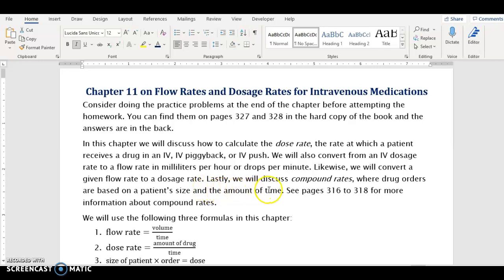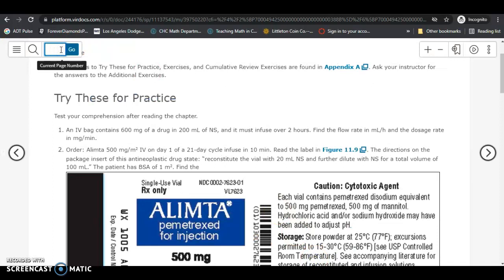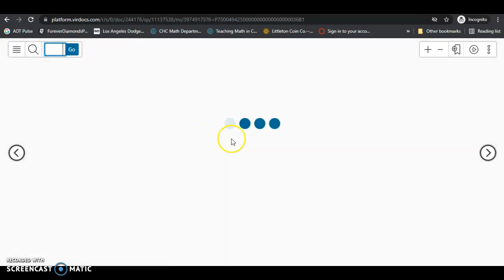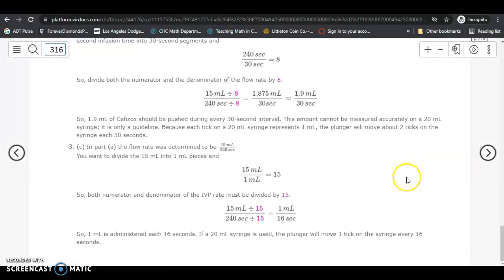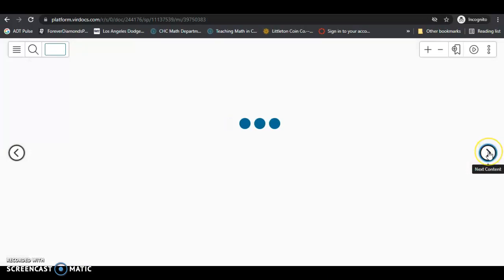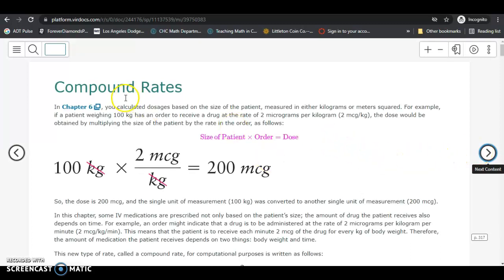And lastly, we will discuss compound rates, where a drug order is based on a patient's size and the amount of time. You can see more information about compound rates on pages 316 to 318 in the hard copy of the book. So if we go to page 316 in the ebook, compound rates are discussed starting on page 317.